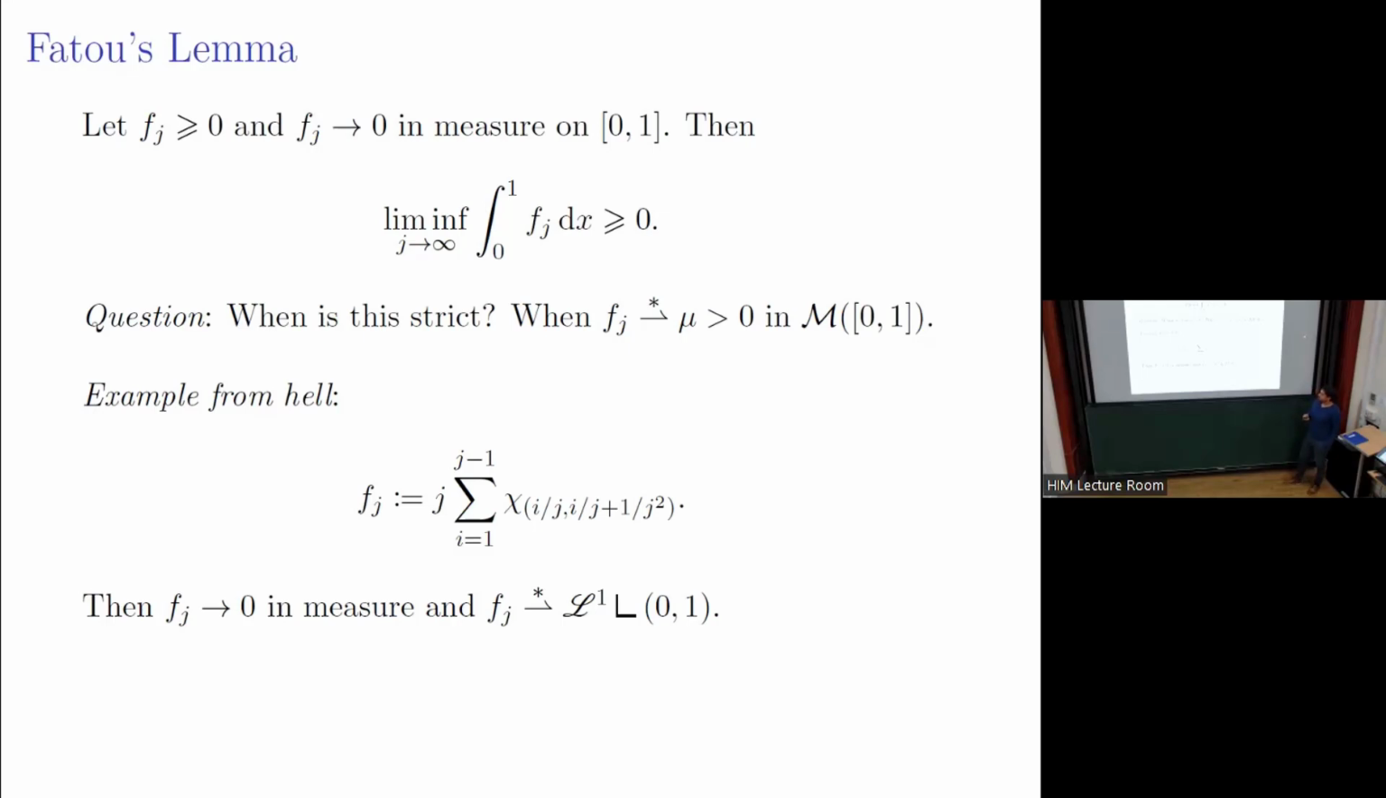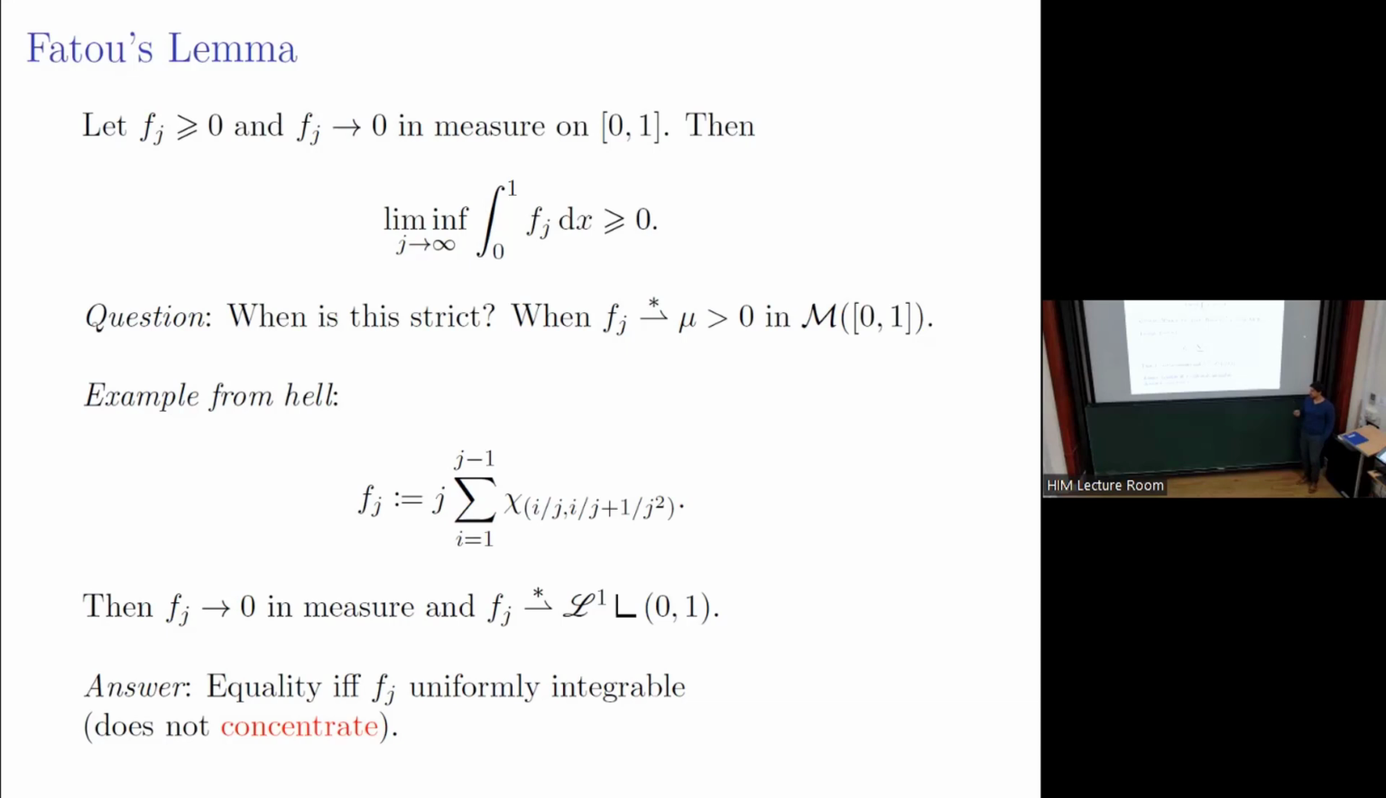So what's the takeaway from this? The takeaway is that there can be non-trivial effects which are not even concentration in the limit. You get a completely absolutely continuous limit, but there are concentration effects hidden in weak convergence. In particular, the answer that we'll get into in more depth later on is that equality in Fatou's lemma happens if and only if the sequence is uniformly integrable. So for us, concentration will be failure of uniform integrability.